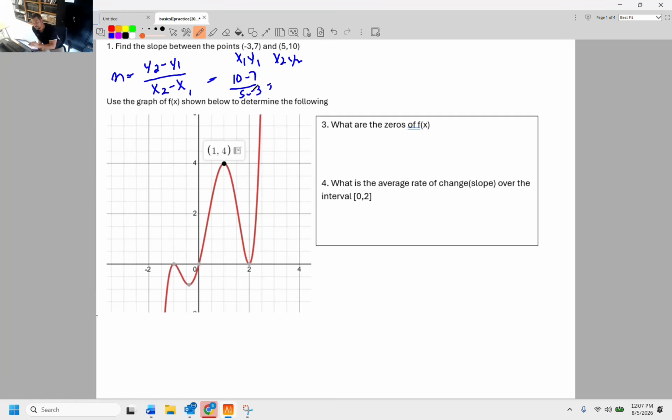All right, pay attention to the minus and negative. 10 minus 7 is 3. And when you take away a negative, you're actually doing addition. So 5 plus 3 is 8. The slope between those two points is 3/8, or rise 3, run 8.